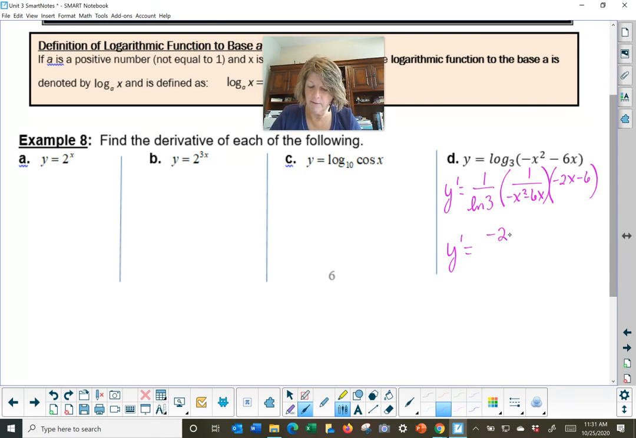I'm going to pull out a negative 2. I'm going to have x plus 3, excuse me, so that I get the negative 2x minus 6 there. On the bottom, natural log 3 multiplied by negative x squared minus 6x. Are these parentheses necessary in both cases? Absolutely yes.